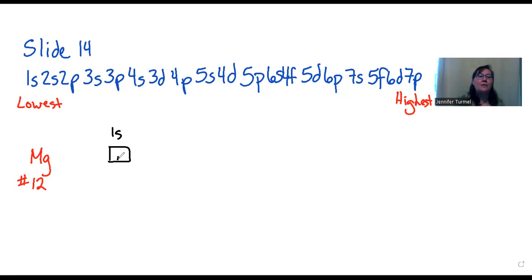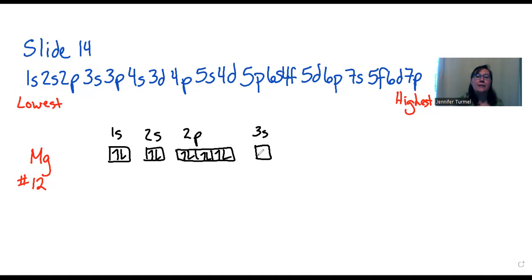Here's 1s, and that gives us 2 electrons in 1s. Then we have 2s, which gives us 2 electrons there. Now we're up to 4. And now we're up to 2p. We have 2p here, so there's 4, 5, 6, 7, 8, 9, 10. We're going to 12. So now we have 3s, 11, and 12. That is an orbital diagram.